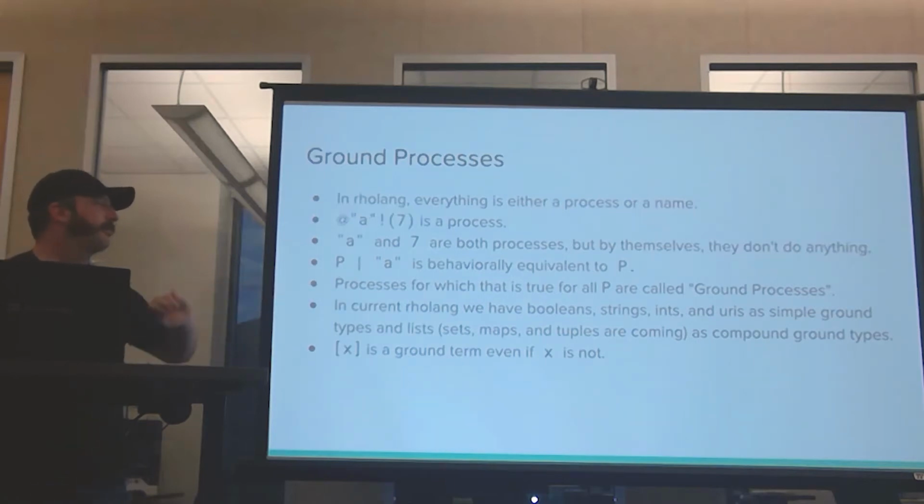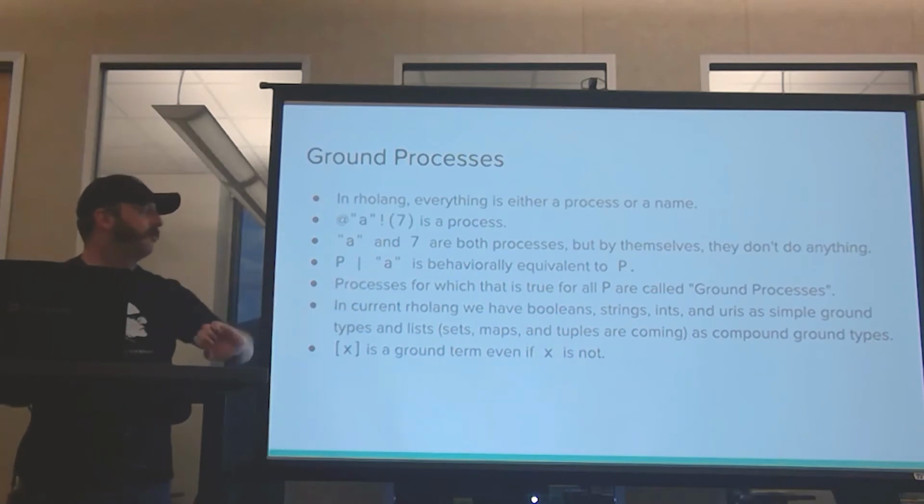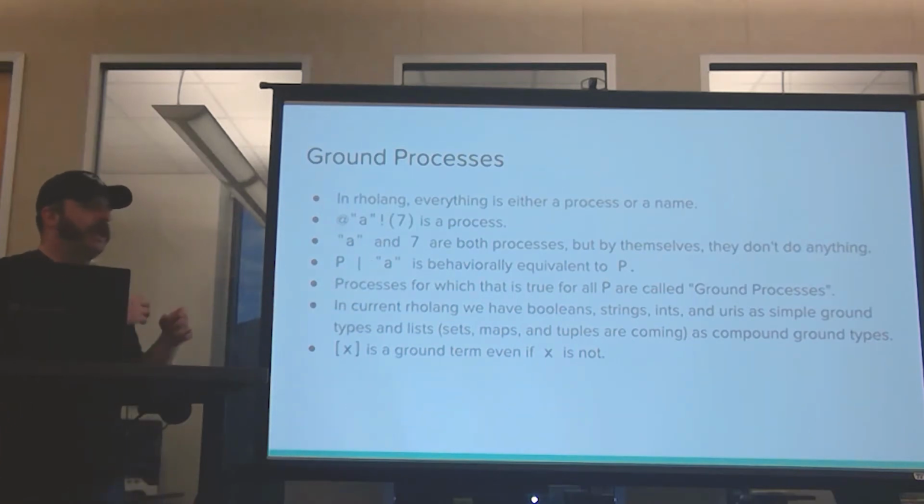So if we take an arbitrary process P that's running at the top level, and we put it in parallel with the string A, it's going to behave like P. It's not going to change P. That's going to be true for any P. The processes for which that is true for all P are called ground processes. So we have the atomic ones: booleans, strings, ints, and URIs.